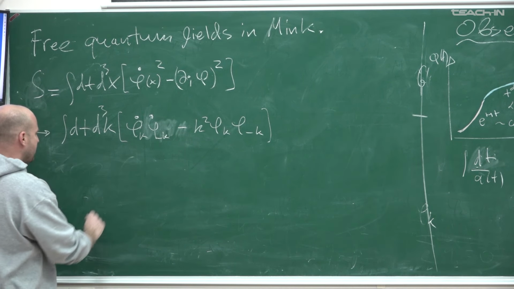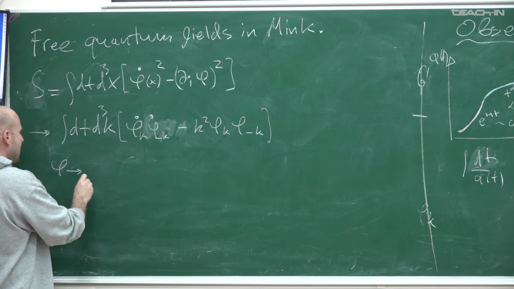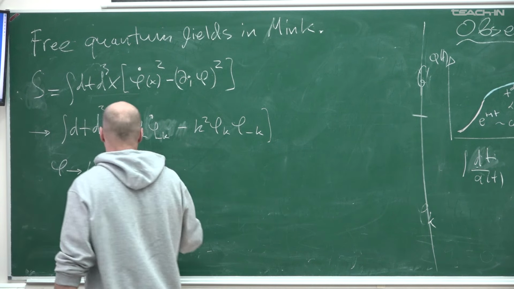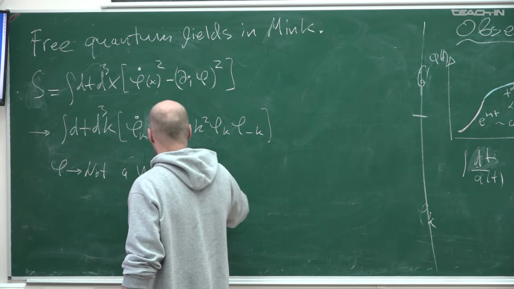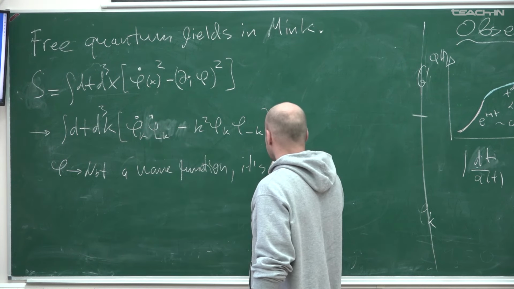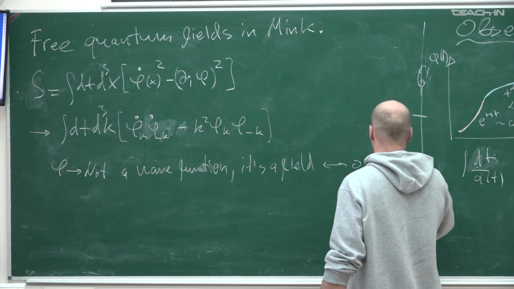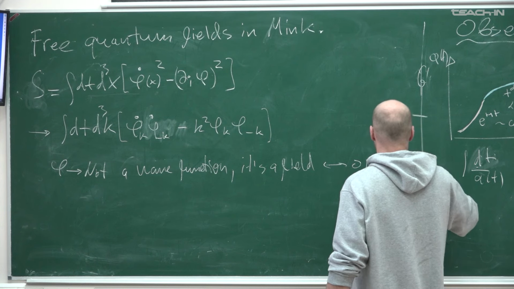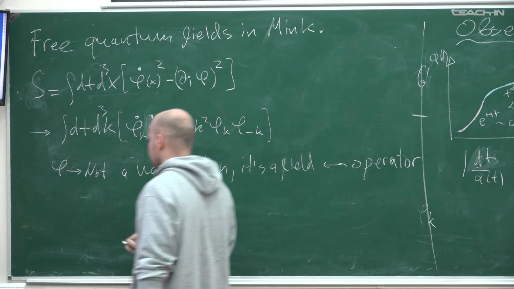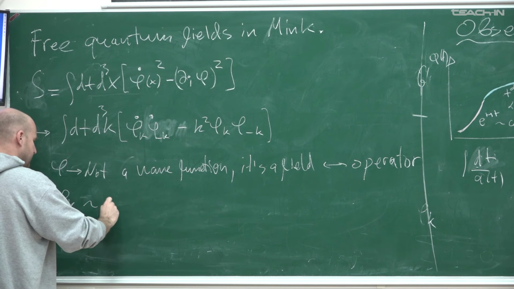So now let's try to estimate. It's important that phi is not a wave function, okay? It's a field, which is an operator. So when we quantize, we promote this phi to an operator. So you should think of phi k as the x of a harmonic oscillator.